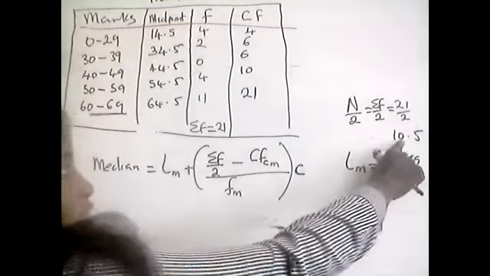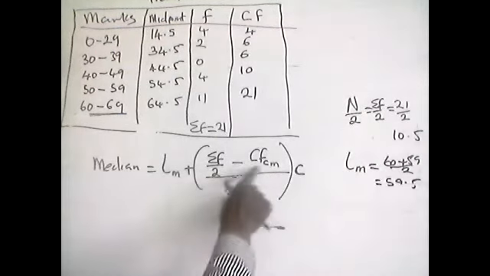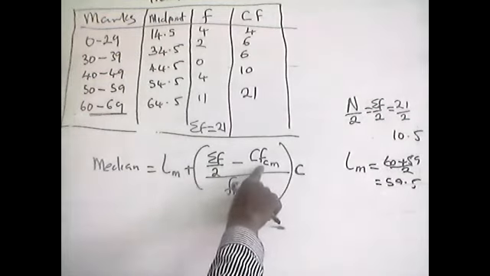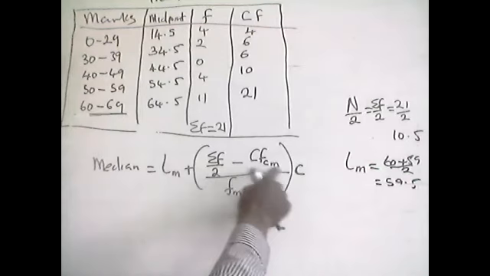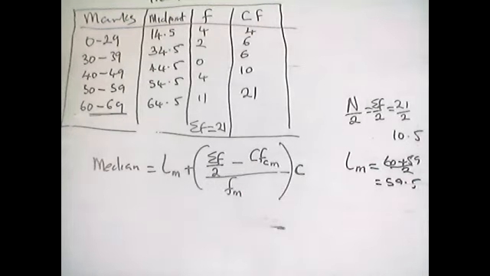It's already there, it's 10.5. And then this part, cumulative frequency. Cumulative frequency of the class before the median class. So you have to know your median class.